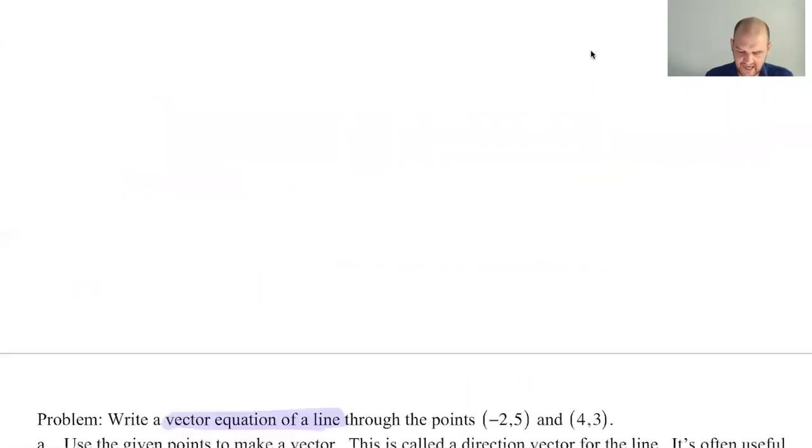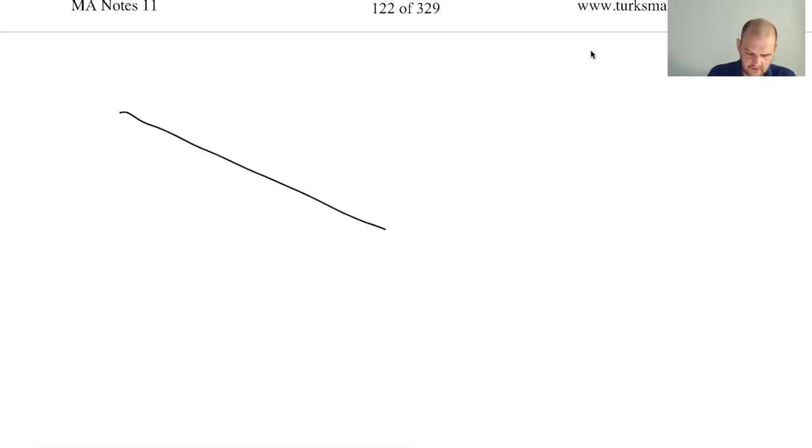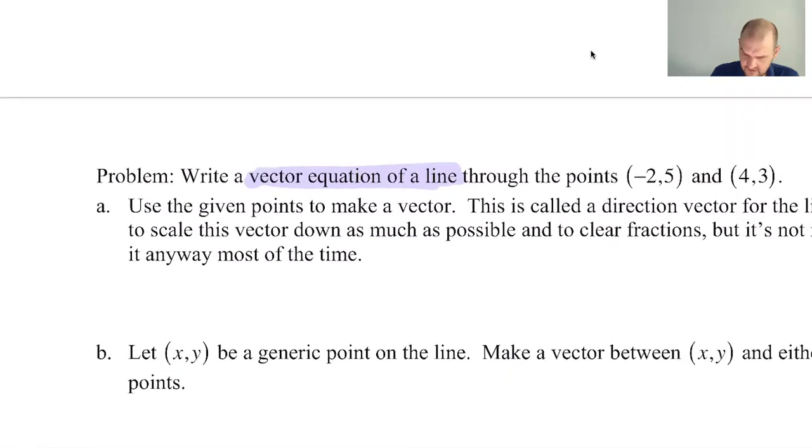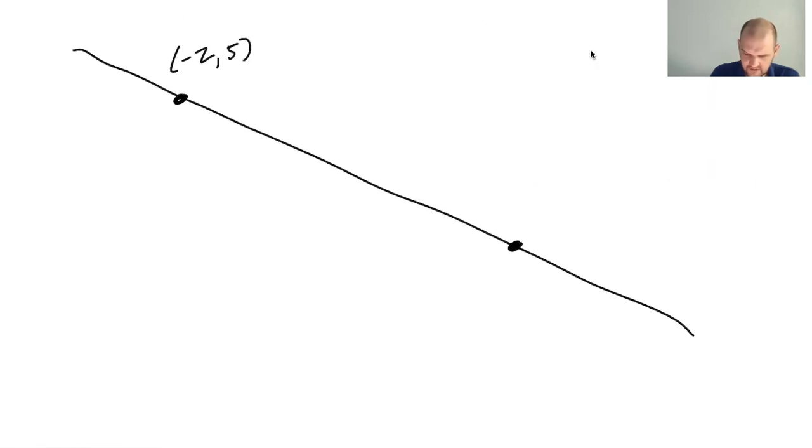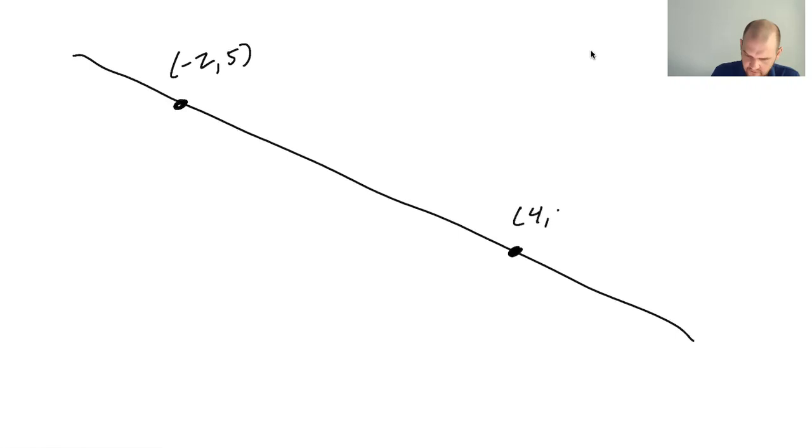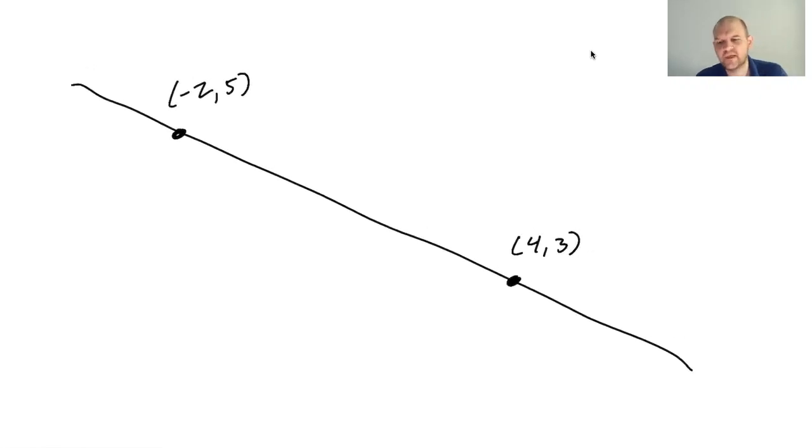So I added a page here so that I could just draw without worrying about running over other stuff. So let's see, this is my line, right? And this has the point -2, 5. And then it has the point, what was the other point? 4, 3. Okay, so this will be the point 4, 3. All right, so what we are claiming is that if I take any point on this line, for example this point, I'm just going to say this is the point x, y.